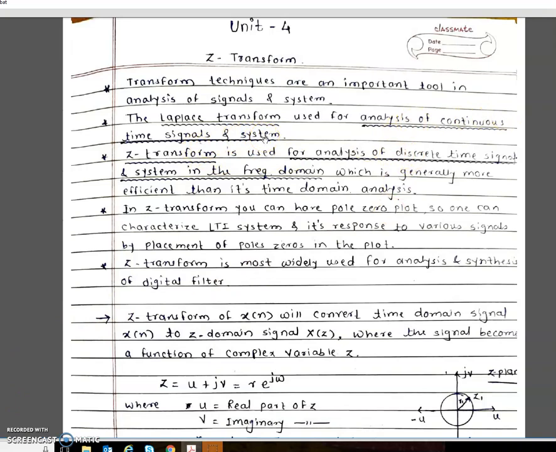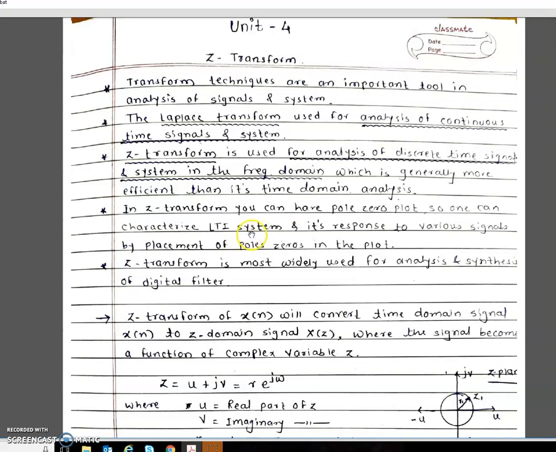In unit 1 we have seen what is the continuous time system, what is the continuous time signal, and discrete time system and discrete time signal. Laplace transform is used for analysis of continuous time systems, whereas Z transform is used for analysis of discrete time signals and systems in the frequency domain. As I have told earlier, the advantage of frequency domain analysis is that if you want to separate out any unwanted signal such as noise, it is not possible in the time domain. So you need to convert that signal into the frequency domain, where you get different frequency components, and whatever you don't want, you can filter out. That is the advantage.